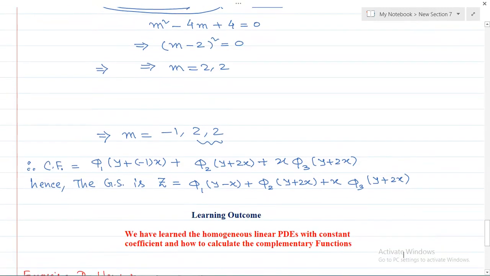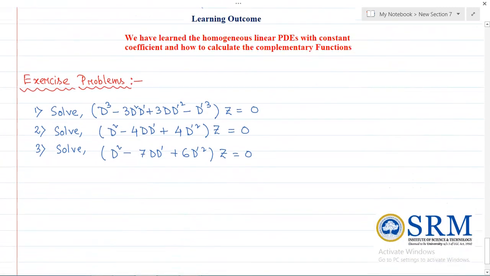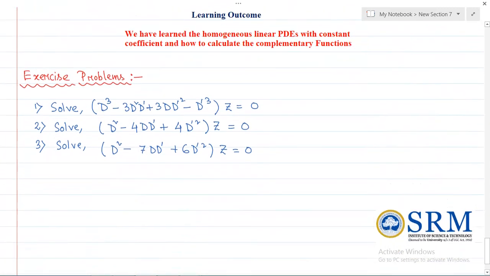So what are the things that we have learned from this session today? We have learned what a homogeneous linear partial differential equation with constant coefficients is, and how we can calculate the complementary function for such an equation.